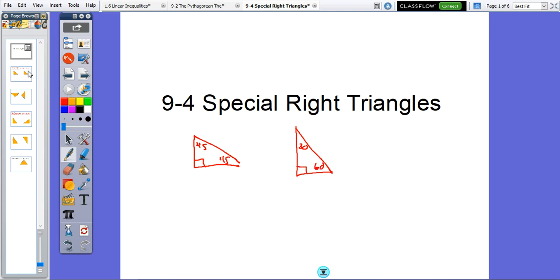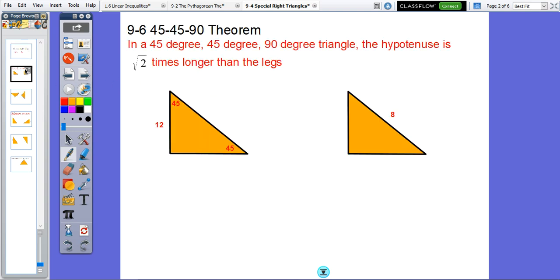So previously we've done our Pythagorean theorem to find these missing parts. Now instead of having to do that so much, we can just work at this. So let's look at our first one. We got a 45, 45, 90 degree triangle. The relationship here is more from the legs to the hypotenuse. But first, let's look at the legs.